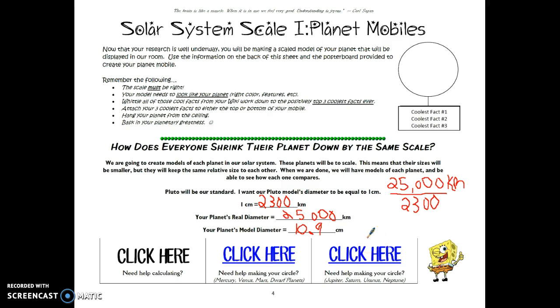If we were working on this as a team, we would need to make a planet with a diameter of 10.9 centimeters. And remember, diameter is the distance all the way across from one edge of the planet to the other side. That's the diameter, not to be mistaken with the radius. The radius is the distance from the center out to the edge, so the radius is always half of the diameter. That might help you a little bit in your creation as well.